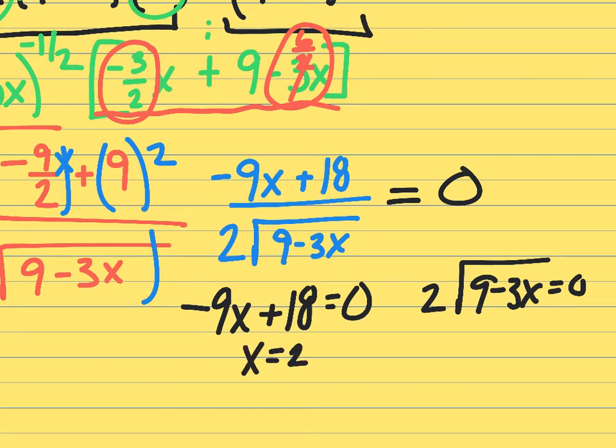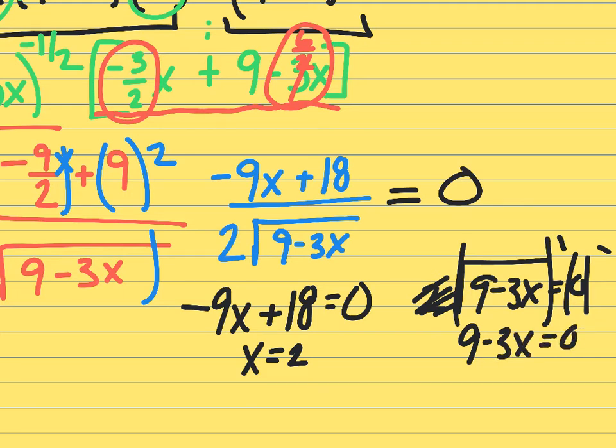On this next part, just don't go taking square roots until you get the root by itself. So I have to first divide out the 2, and 0 divided by 2 is still 0. I can then square both sides. So I've got 9 minus 3x equals 0. Subtract the 9, divide by negative 3, and you should get x equals 3.